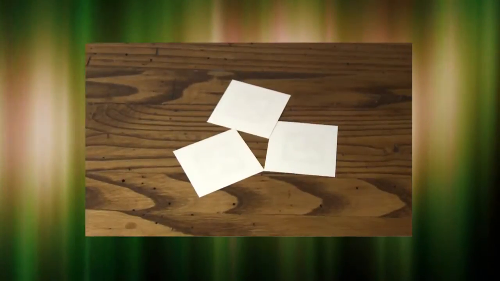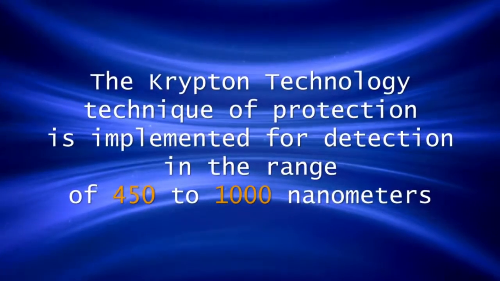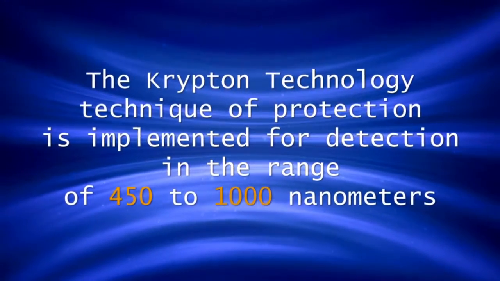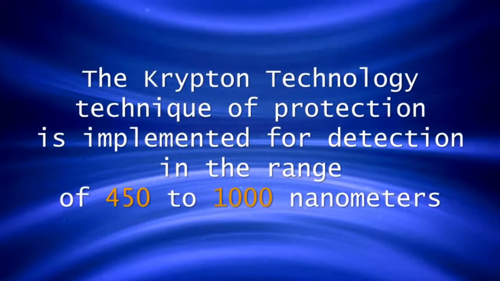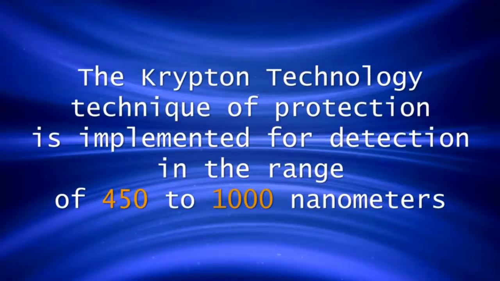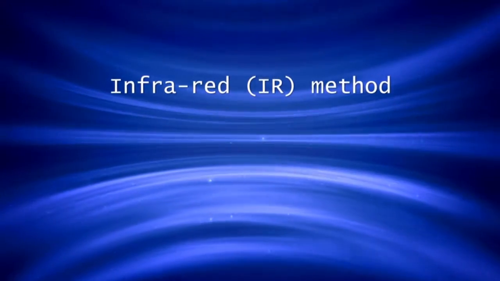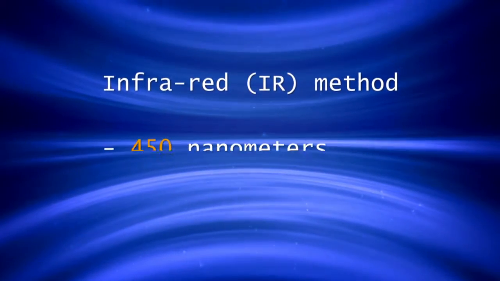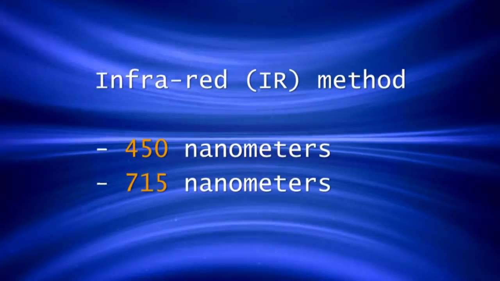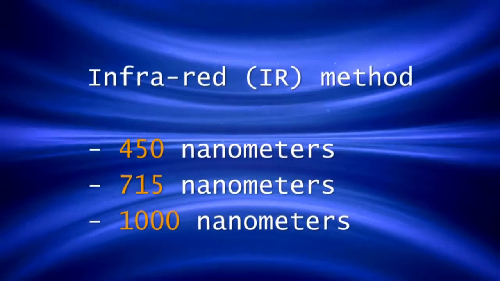With this technology, and through developed software, it will be possible to quantitatively determine the difference between each pictorial element. The Krypton technology technique of protection is implemented for detection in a range of 450 to 1000 nanometers. This figure shows an example where the image of an old town is concealed in a printed image of horsemen using the infrared IR method with three filters of 570, 715 and 1000 nanometers.